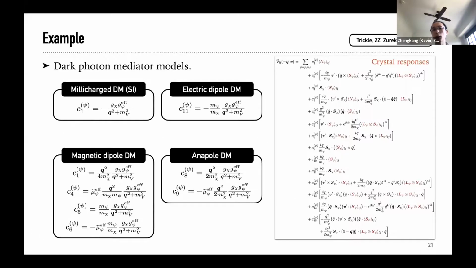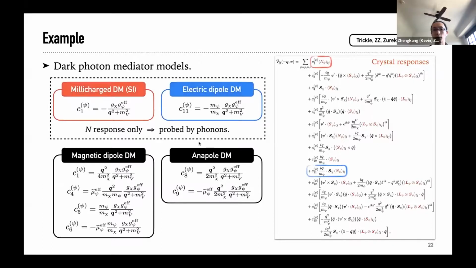So starting from these operators, we can then compute the crystal responses. Here, this formula is showing the general results with the contribution from each operator multiplied by their coefficient. So this is in terms of the effective scattering potential. And from this, we define these crystal responses highlighted in red.